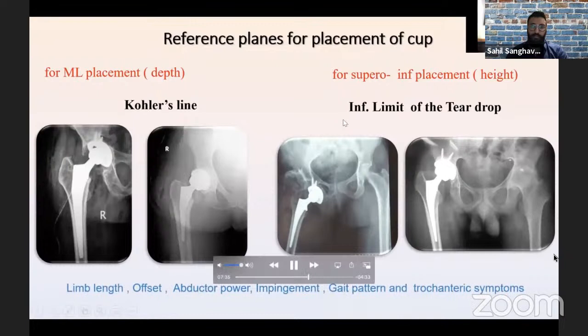So these variables, medial placement and the superior-inferior placement, will affect a lot of things in your total hip arthroplasty: the limb length, offset, abductor power, impingement, the gait pattern, and trochanteric symptoms. So you've got to be very careful in both medial placement and the superior-inferior placement.